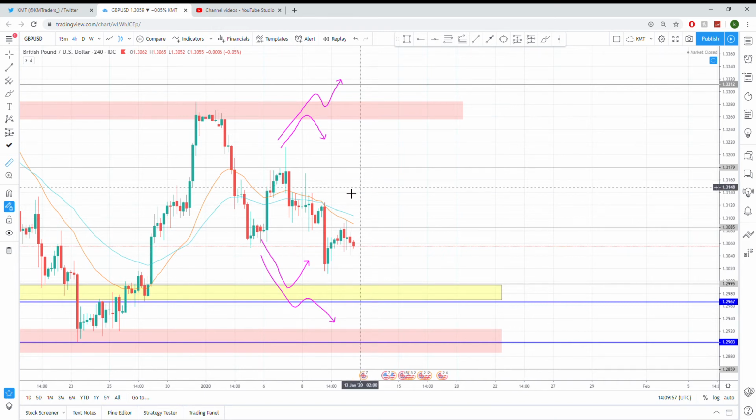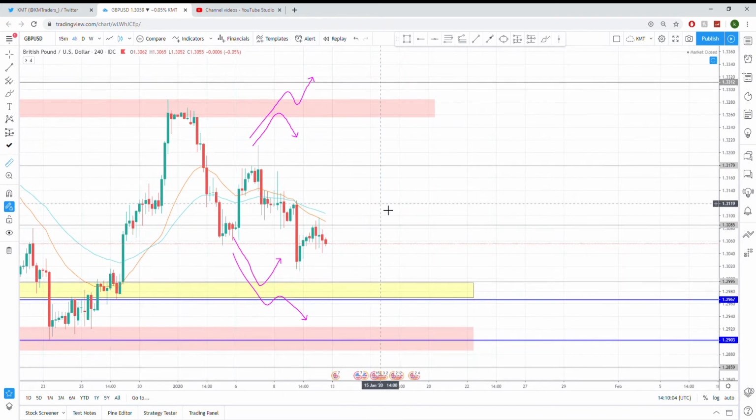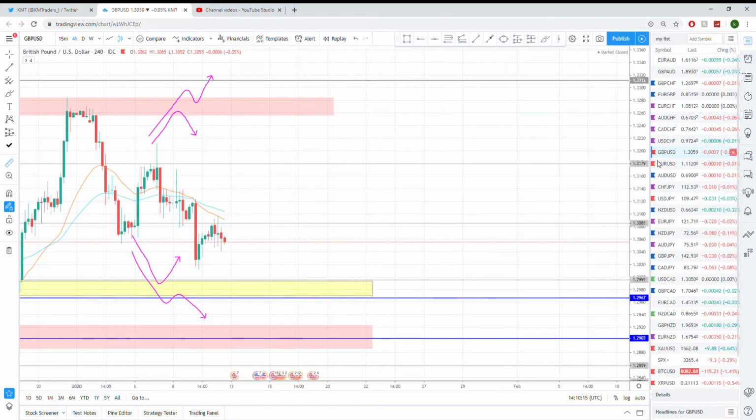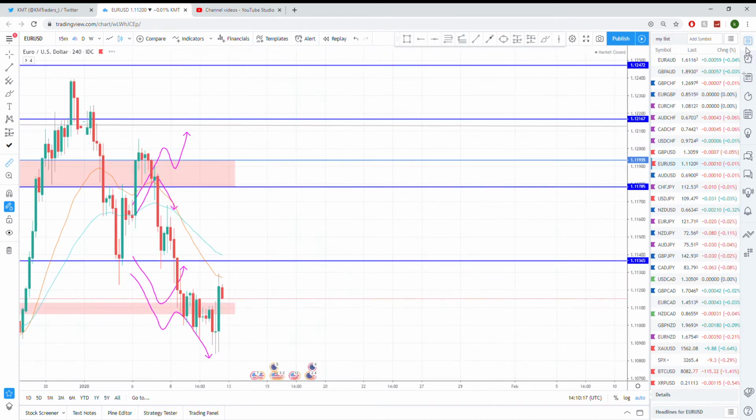So starting off with GBP USD, we said that we wanted to look for price to get into either of these zones, but unfortunately we didn't get into that price range. We could be expecting to touch into these next week or the week after. But like I said, there was no real potential here. Moving on to Euro USD.